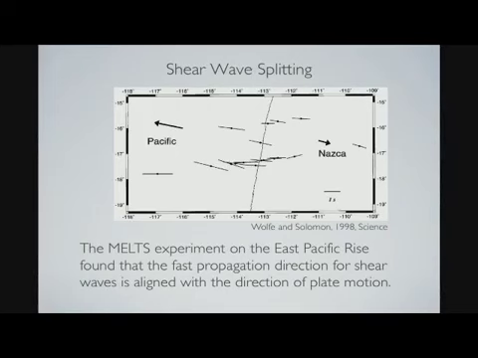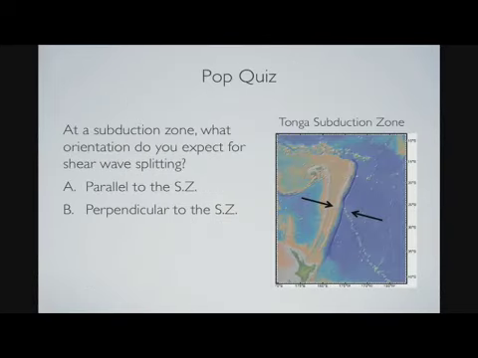So, you've all had coffee. Pop quiz. At a subduction zone, an example being here the Tonga subduction zone, where you have two plates converging, what would you expect to be the orientation of the seismically fast axis of the shear wave splitting? Do you expect it to be parallel to the subduction zone or perpendicular to the subduction zone? So raise your hand if you would expect it to be parallel to the subduction zone.